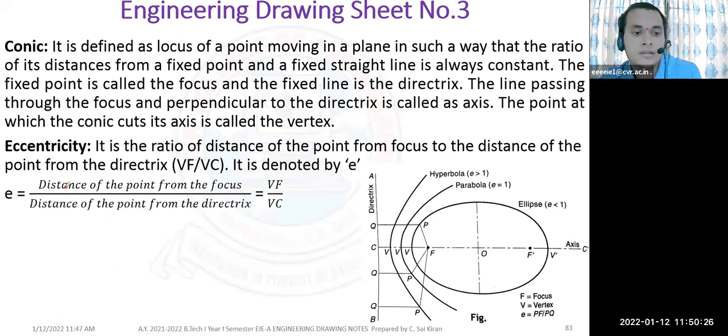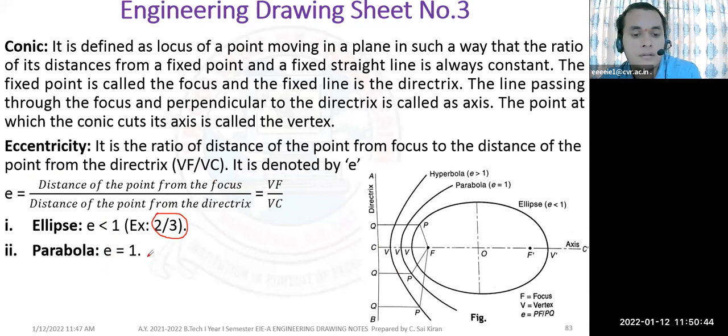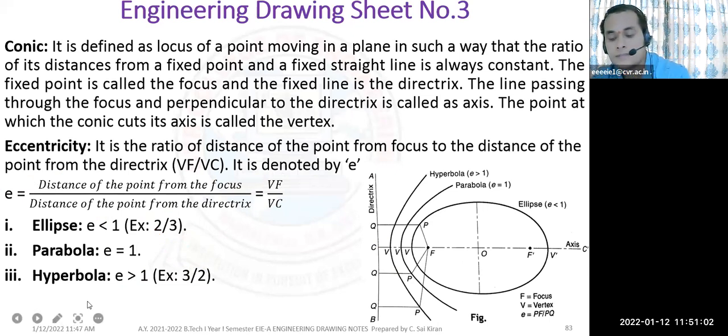Depending upon eccentricity, you will get different curves. You have to calculate VF by VC. For an ellipse, it is less than 1. It is not necessary to take 2 by 3 every time. If the problem says eccentricity is less than 1, then assume it is an ellipse. If eccentricity equals 1, or 2.5 by 2.5, then it is a parabola. If you make 5 parts, then 2.5 parts by 2.5 parts, numerator and denominator. For a hyperbola, E is greater than 1, or 3 by 2 parts; take whatever the problem asks in the exam.